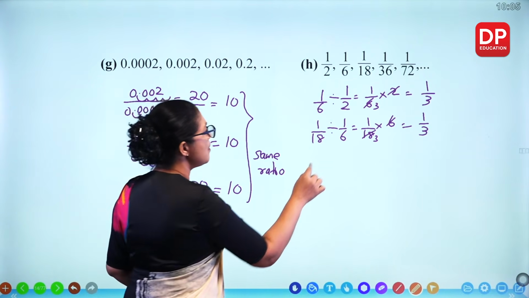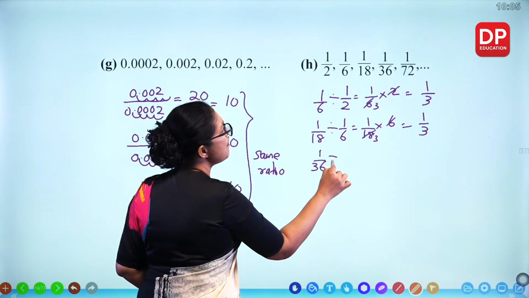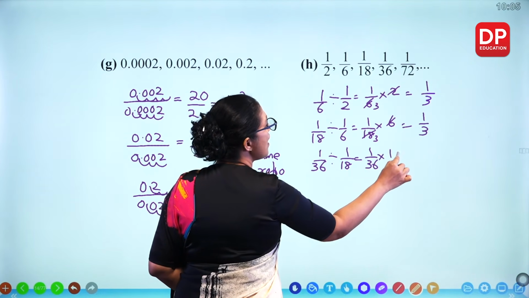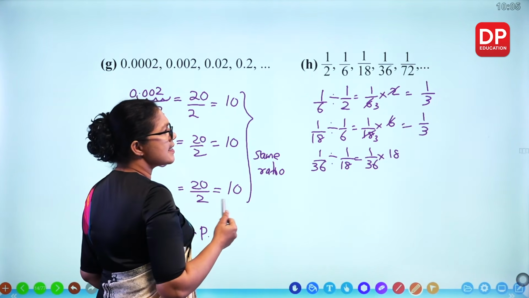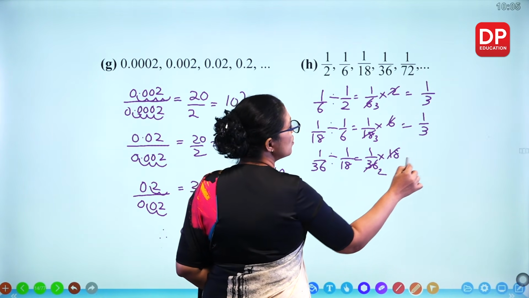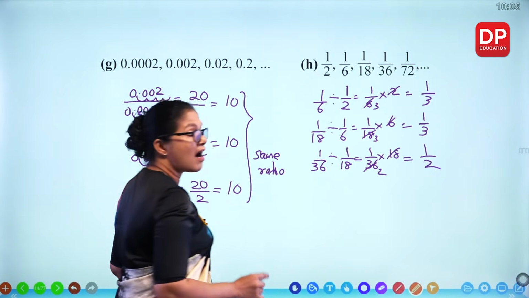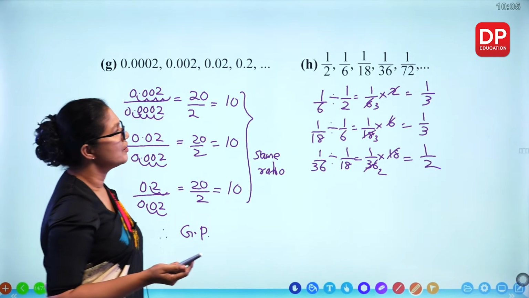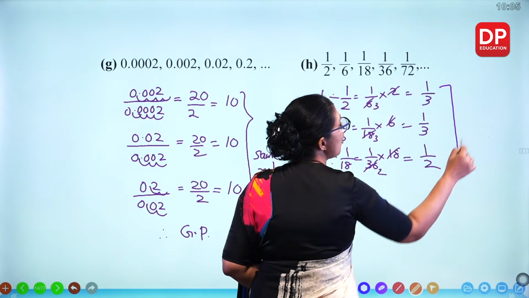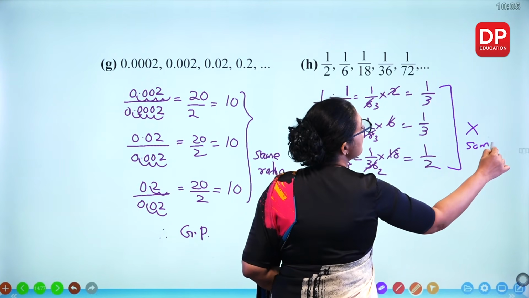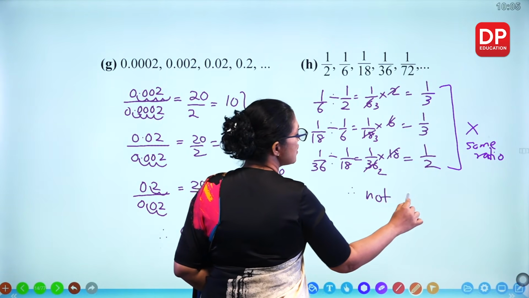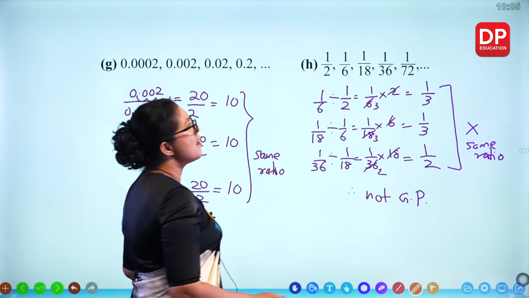Look at the next term. 1/36 divided by 1/18 is 1/36 multiplied by 18. 36 and 18, that's multiplied by 2. Now you are getting half as a ratio. So, is this a geometric sequence? No, because you are not getting the same ratio. Therefore, not a geometric progression.